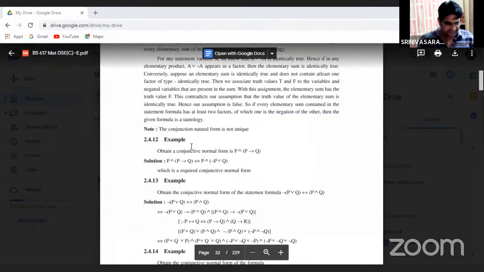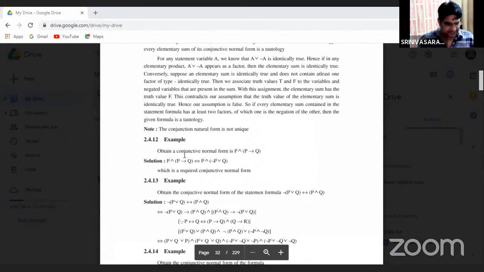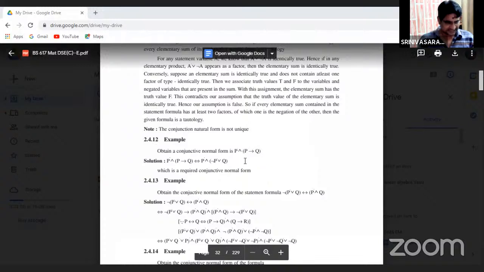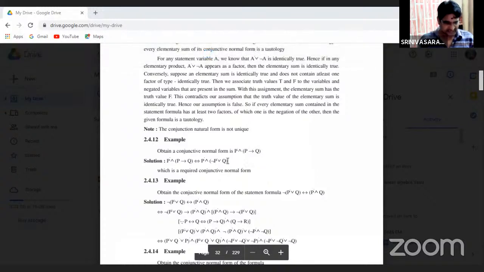Just you have to give this example. What is this? Obtain a conjunctive normal form of P and (P conditional Q). Now this is also a short answer or fill in the blanks question. What is the conjunctive normal form of P and (P implies Q) here? P and (P implies Q) means P implies Q.